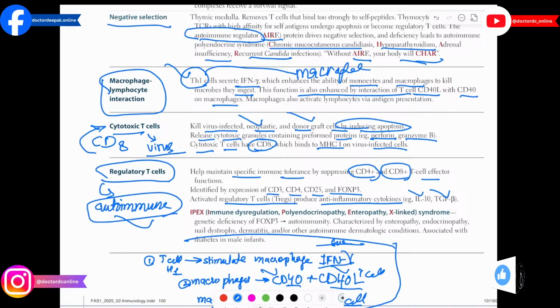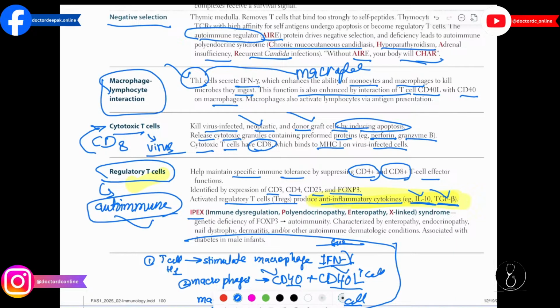This is a very important thing. What are anti-inflammatory cytokines? There are two types of cytokines, the pro-inflammatory and anti-inflammatory. Pro-inflammatory induce the inflammation, and anti-inflammatory stop the inflammation. So the regulatory T cells are going to produce anti-inflammatory cytokines to stop the inflammation and regulate and maintain the autoimmune reactions. That is interleukin 10 and transforming growth factor beta.